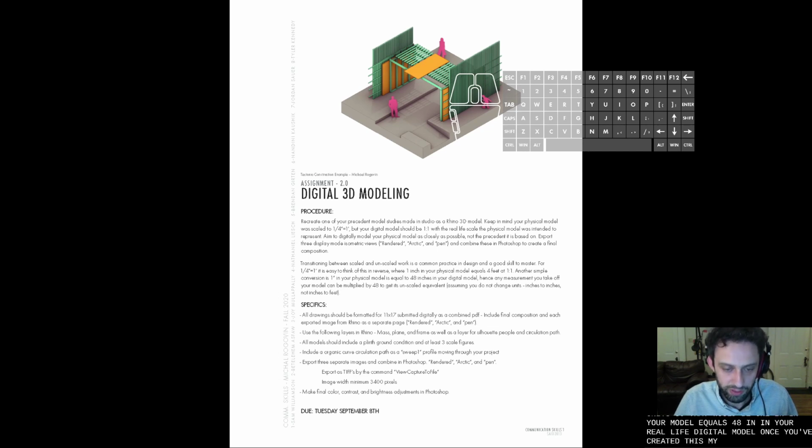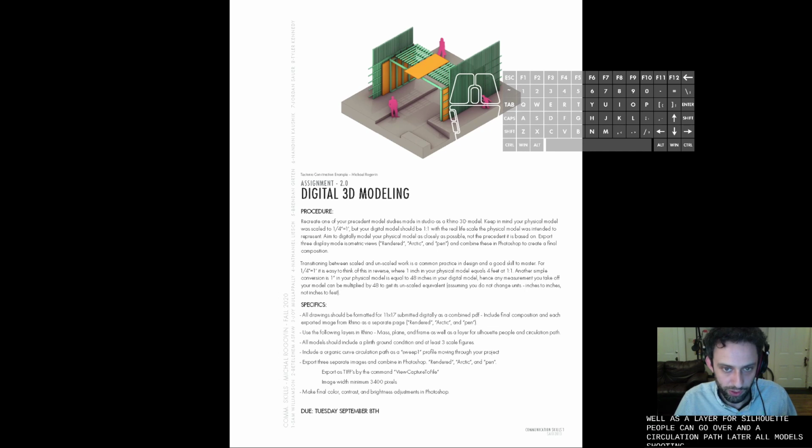Once you've created this model, you will submit an 11 by 17 single PDF that has the final image that you've created, as well as the separate layers that you exported from Rhino, the rendered, Arctic, and pen layers. In Rhino, I'd like you to use a couple of layers, specifically a layer for mass, plane, and frame, as well as a layer for silhouette people, which we'll go over, and a circulation path layer.